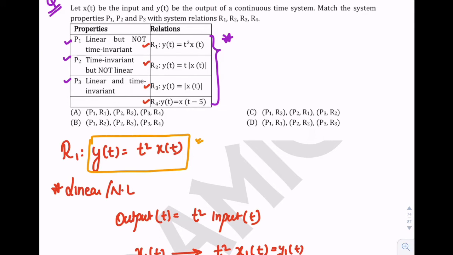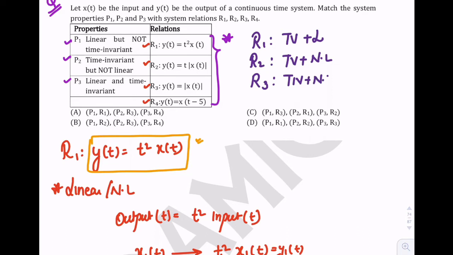After solving, we get that R1 is time variant plus linear, R2 is, sorry, R2 is non-linear, R3 is time invariant plus non-linear, R4 is time invariant plus linear.